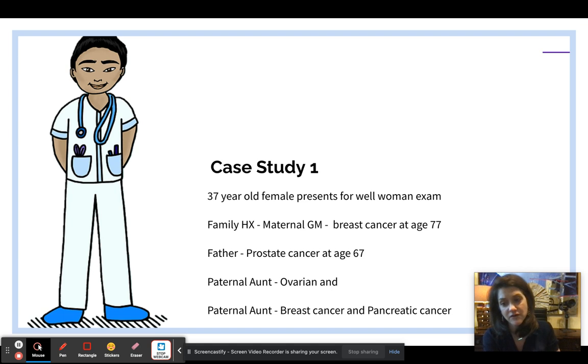So moving to our case studies. I have a first patient. It's a 37-year-old female, presents to you for her well-woman exam. She's interested in birth control. She is not quite at 40 years old to start screening mammography.